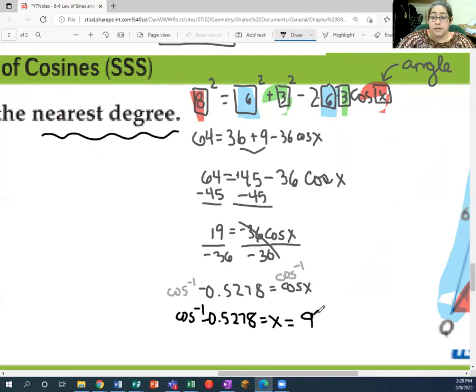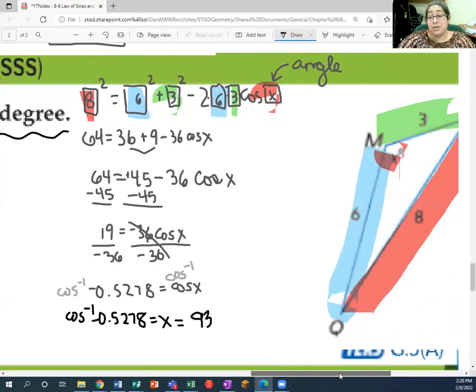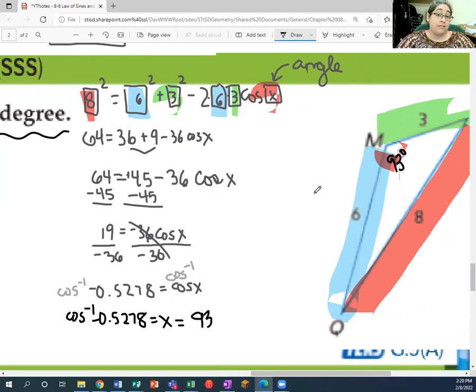And according to my calculator, I get 93.0254, a bunch of numbers. I want it to the nearest degree, and so I'm rounding and I get 93 degrees as the measure of this angle right in here to the nearest degree.